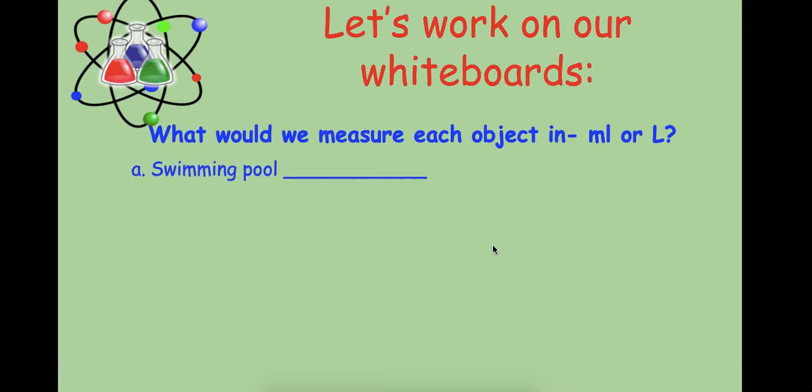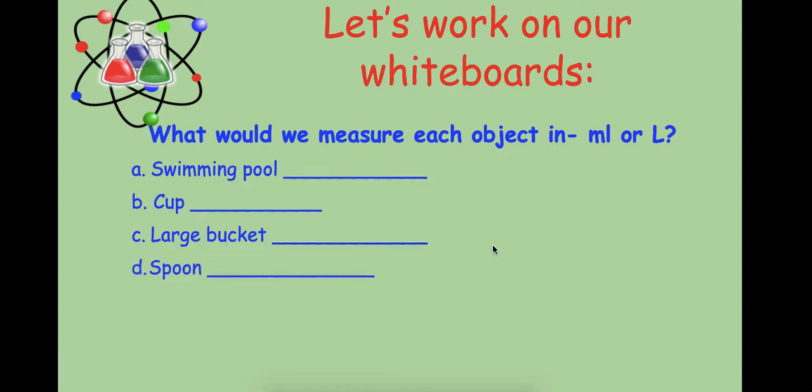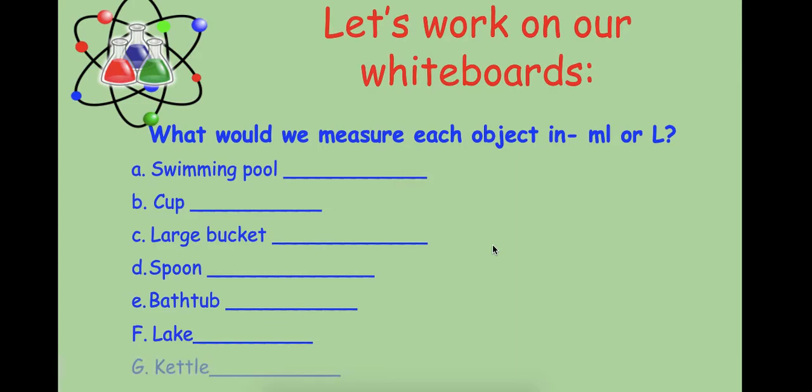So a swimming pool. Would you measure the liquid in the swimming pool with milliliters or liters? B, a cup. Would you measure it with milliliters or liters? A large bucket. What would you measure it in? A spoon. A bathtub, a lake. Okay, so when you have those on your whiteboard, pause the video and write what unit you would measure them, and then unpause to check your answers. And last one, a kettle.